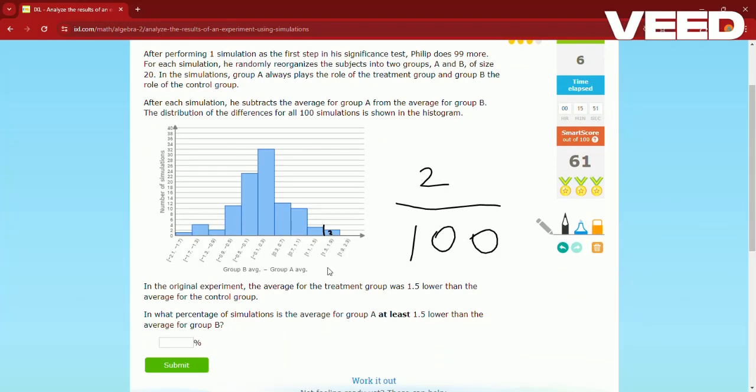So we're going to be focusing on, in the original experiment, the average for the treatment group was 1.5 lower than the average for the control group. So just this one right here. In what percentage of the simulations is the average for Group A at least 1.5 lower than the average for Group B? I'm going to say 2%, because 2 out of 100.